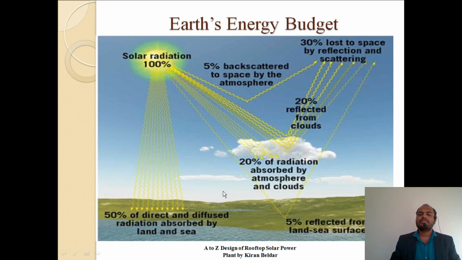20% of radiation is absorbed by the atmosphere and the clouds. So when we see the proper energy budget of the solar irradiation falling over the Earth, approximately 70% of energy is absorbed and 30% of energy is reflected back to space.